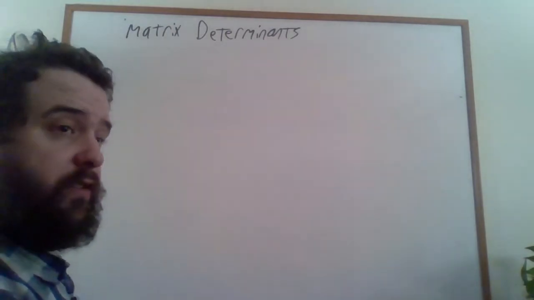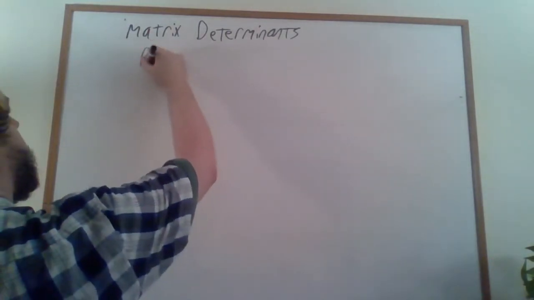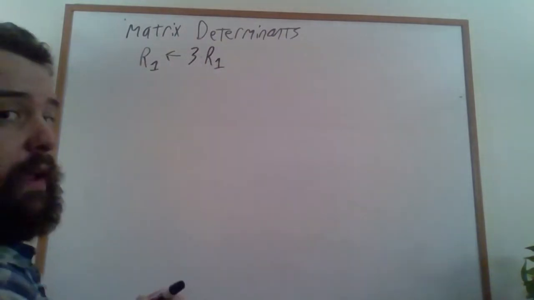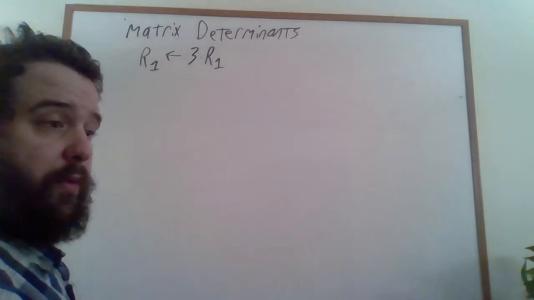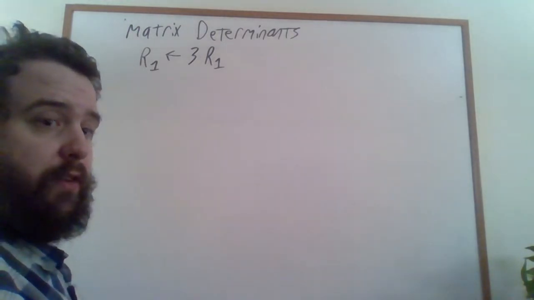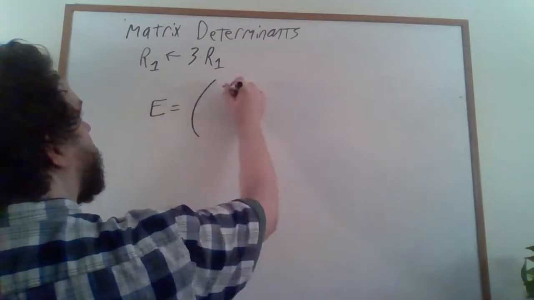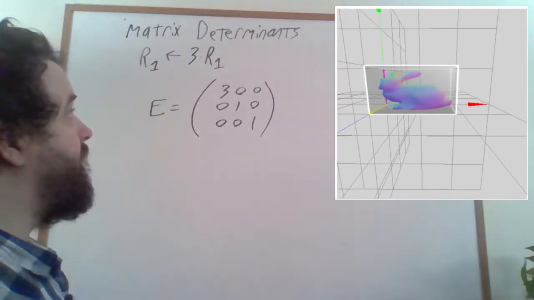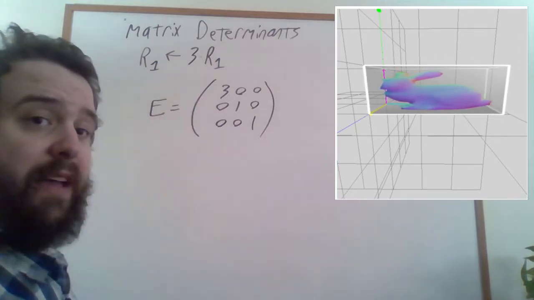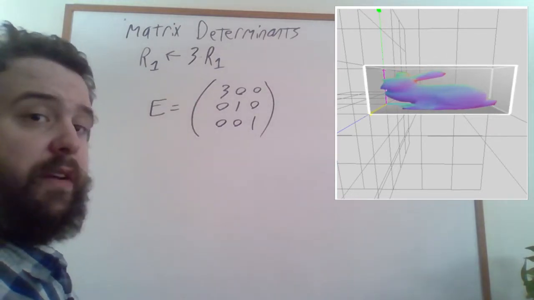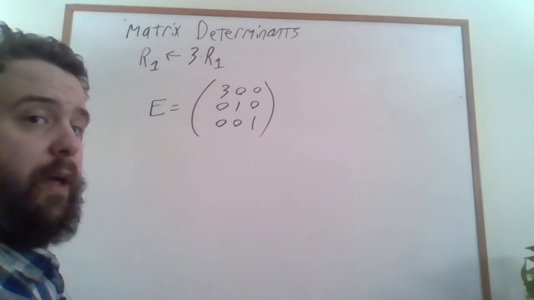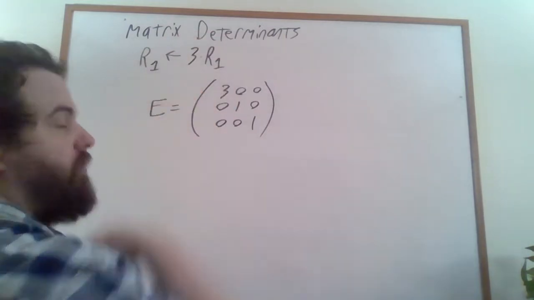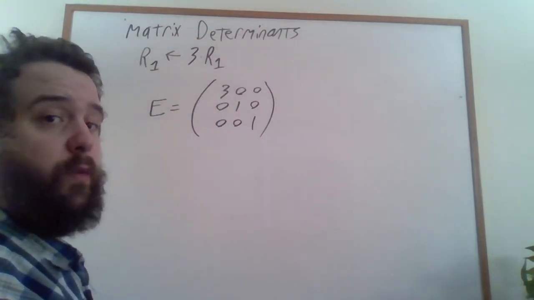On the other hand, suppose that we have a row operation that takes row 1 and multiplies it by 3. We can figure out the matrix for this row operation simply by applying this operation to the identity matrix. This matrix here corresponds to stretching space out in the x direction by a factor of 3, and therefore is going to multiply the volume of any object by 3. So the determinant of these sorts of operations is just the amount that we multiply that particular row by.